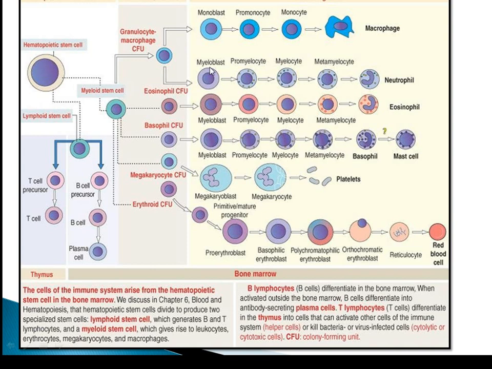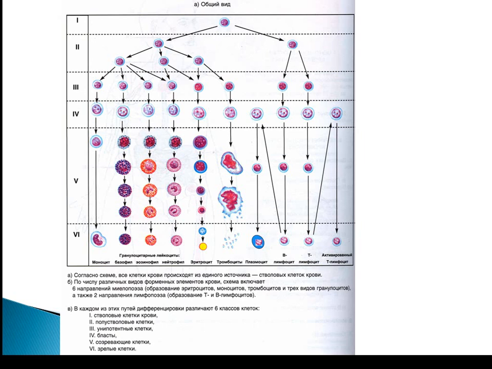Then we have the promonocytes. Promonocytes will develop from the monoblasts, and they will form the monocytes. Finally, they will be converted into macrophages in the tissues. And then we have to mention the developing cells, which will continue their functioning.